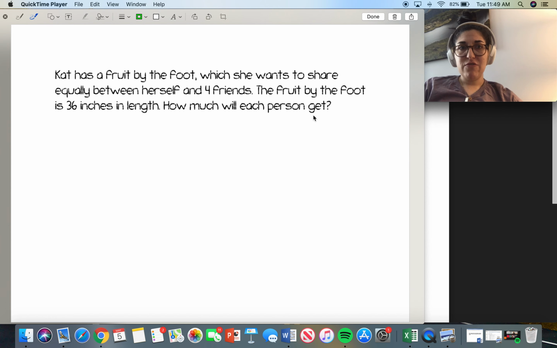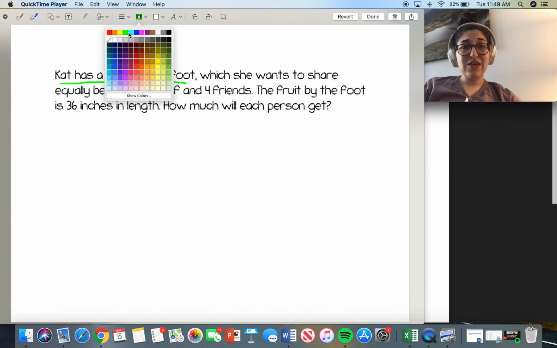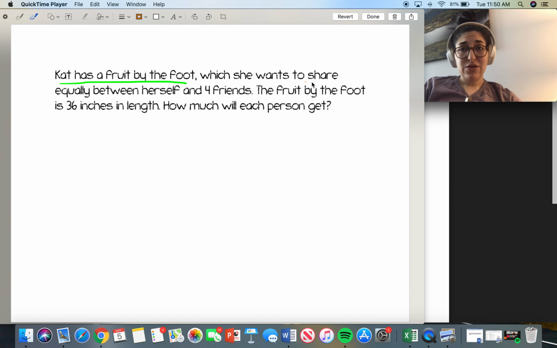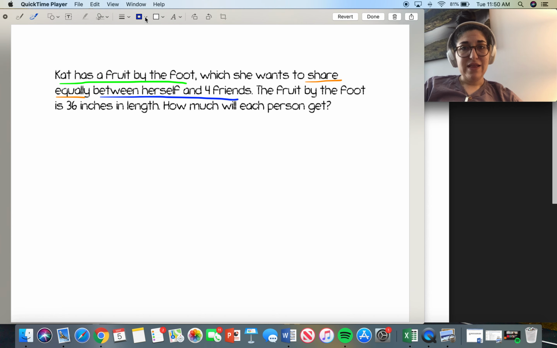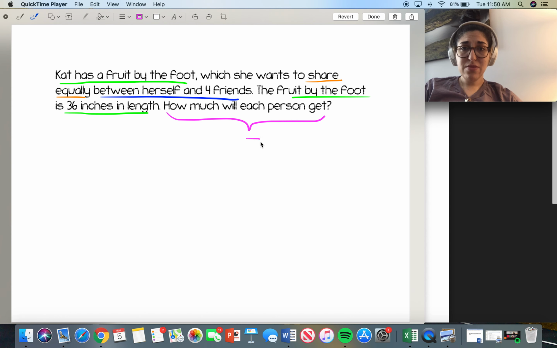So when I'm thinking about this story, Kat has a fruit by the foot, and she wants to share it equally. Sharing it equally gives me a hint between herself and 4 friends. It then says that the fruit by the foot is 36 inches in length. And the question that I'm trying to answer is this: how much is each person going to get, right?